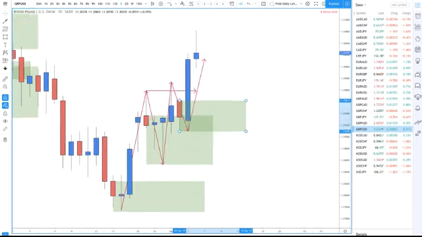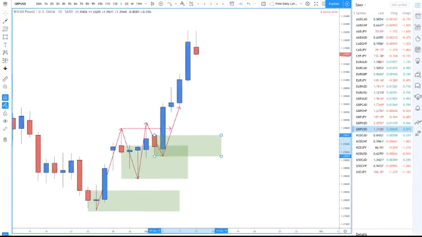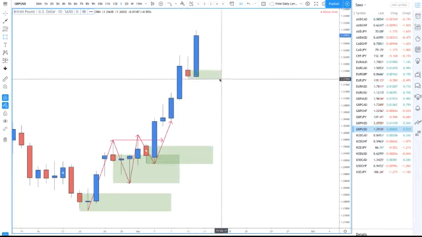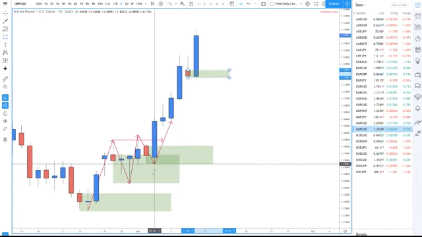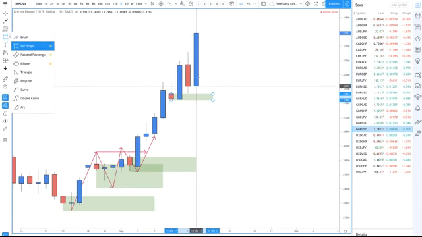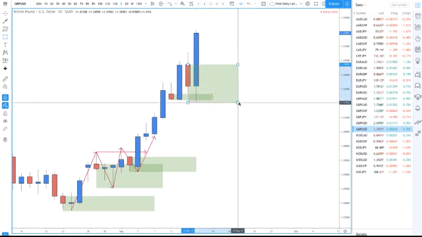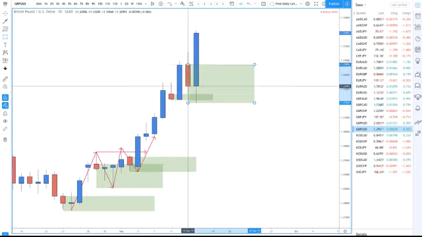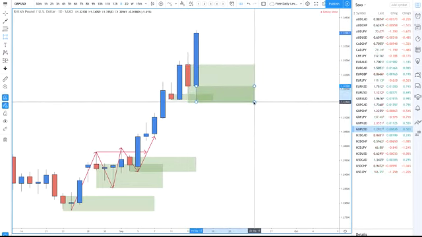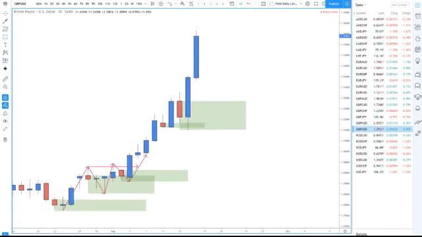Let me keep going. There we are. Demand starts from there to the swing low. Let's keep going. There we are. So again, the outside candle is preceded by a bearish candle, so I'm going to be drawing that whole area as demand. If this was a bullish candle, then I would be drawing that from there to there. Let's keep going.